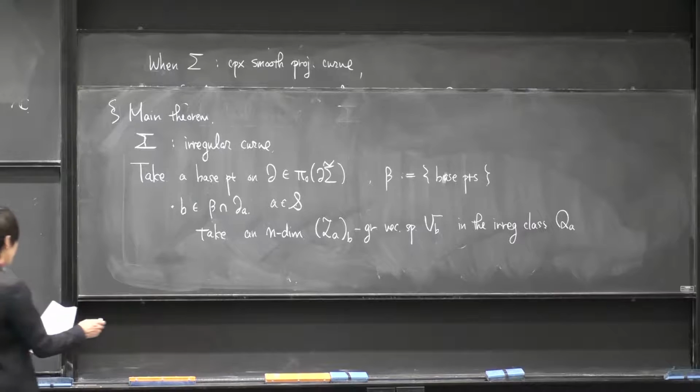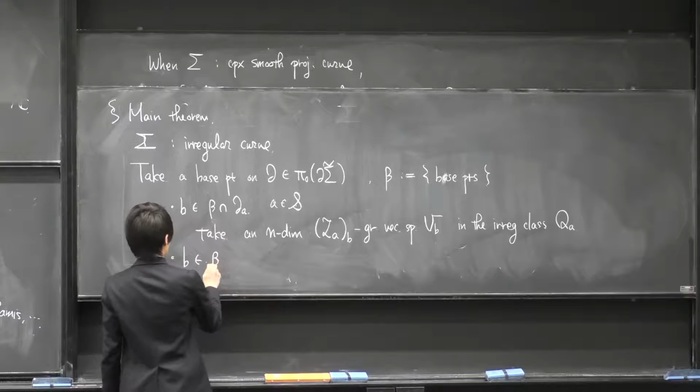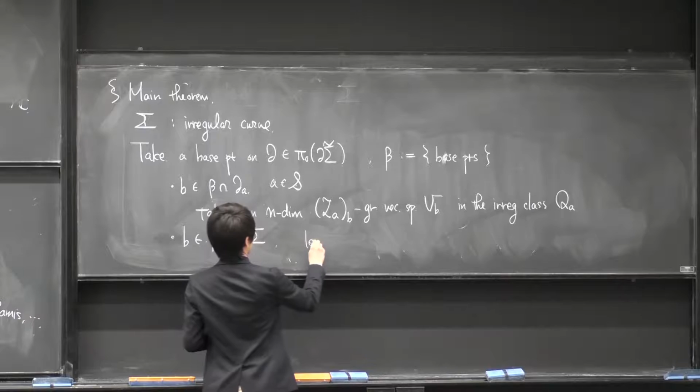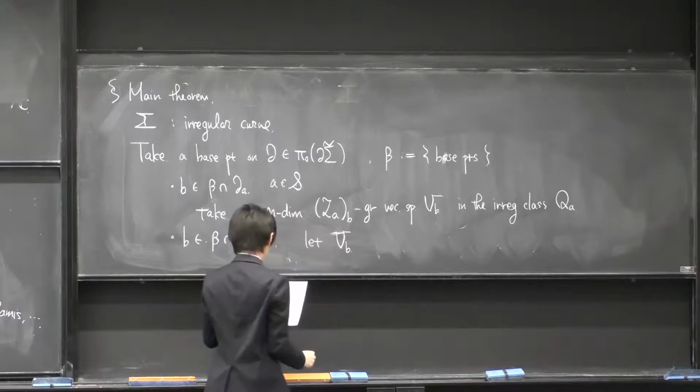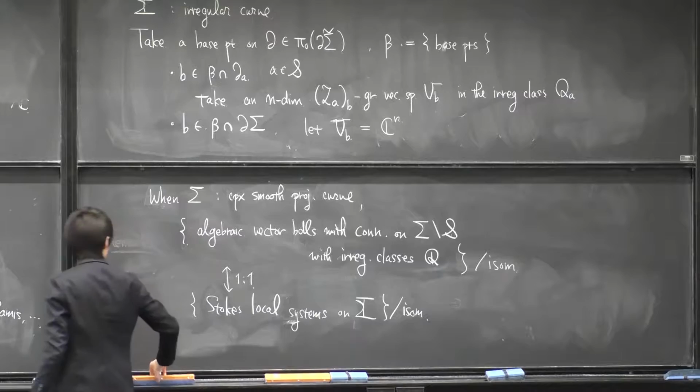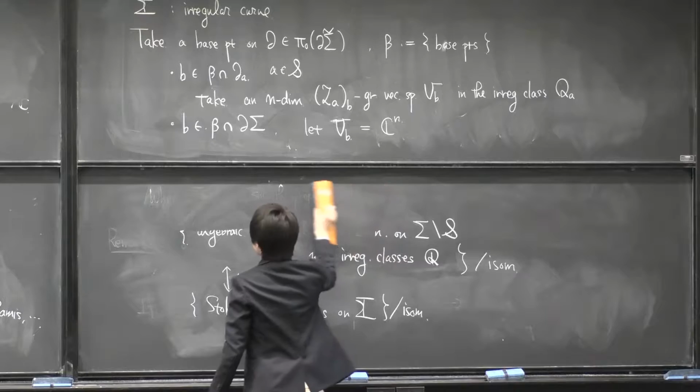And if b lies in the original boundary of Σ, take V_b to be just a trivial n-dimensional vector space. And let us regard this vector space as trivially graded.